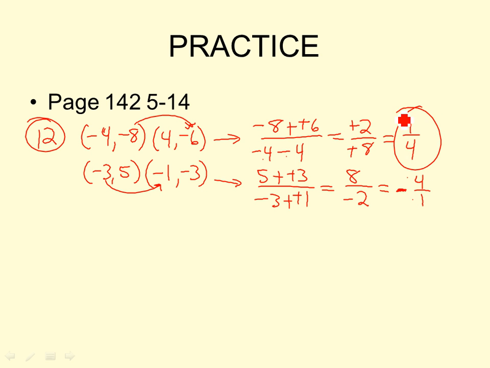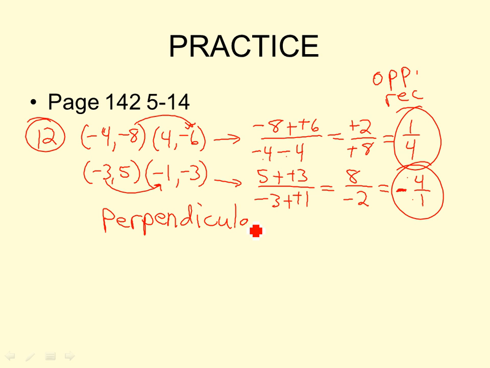And we look at these two to compare them. Well, it looks like they are opposite reciprocals, because they look flipped over to each other, and one's positive, one's negative. And if that's the case, then that means these two lines are perpendicular to each other. So these two lines are perpendicular. That would be our answer for number 12.